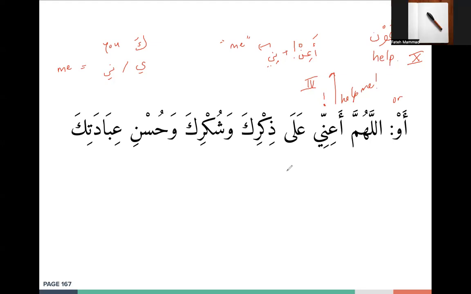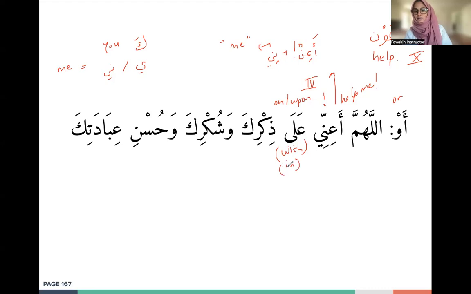Oh, for ala. Ala. Okay, so ala is a harf of jar, and it means on or upon. Help me on, but in English this is going to sound weird. In English we're going to translate this as with. Or it would say in. You'll see why. Okay, I'm going to ask somebody else after you.